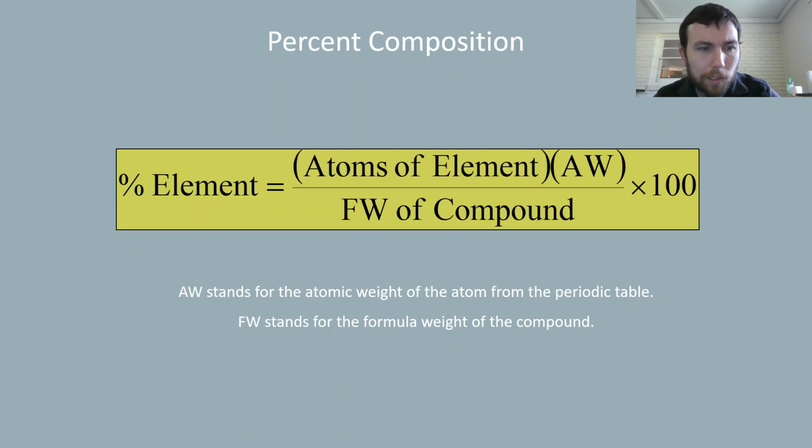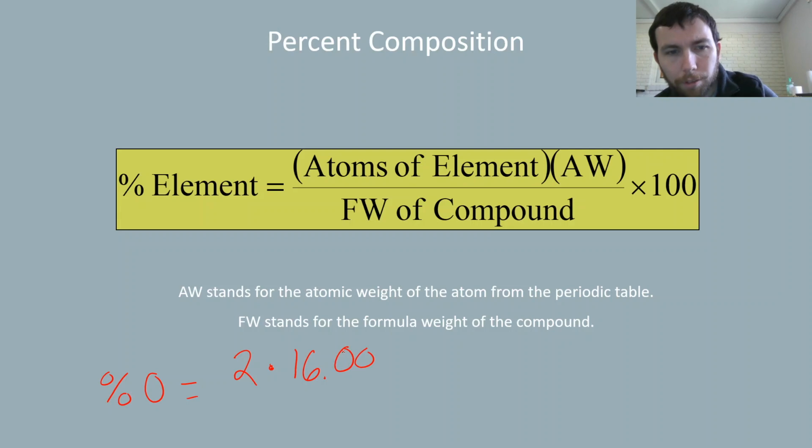Now, it might help us if we take a look at an example. Let's say that you wanted to figure out the percent of oxygen in water. So we want percent oxygen in water, right? In water, there is 1 oxygen atom, and each oxygen atom has an atomic weight of 16.00. And then our formula weight of water, H2O, is going to be 18.02, right?